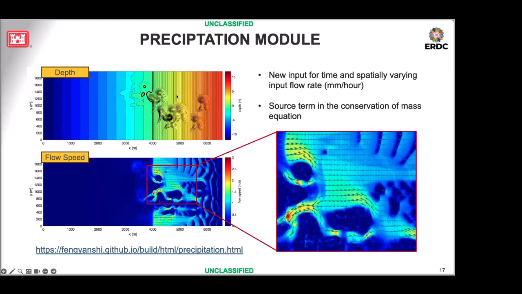In the top left figure, we have the bathymetry layout, and in the bottom we have the flow speed and vector field of the velocity field. On the right, we have a blow up of that. While this probably requires more validation, its results so far are promising in showing flow caused by this precipitation.